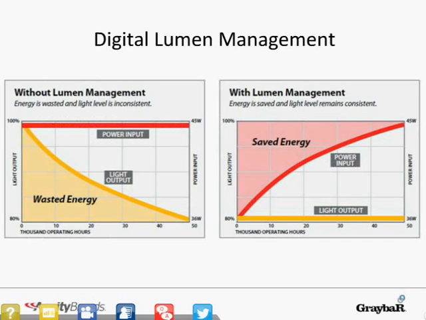So, because these are now smart fixtures, they can do things that no fluorescent fixture could ever do. And one of those things is what is called digital lumen management. So, inside each luminaire, as we said, is that microprocessor. Well, that processor is the brains of the fixture, and it knows the performance of its LED and the drivers.